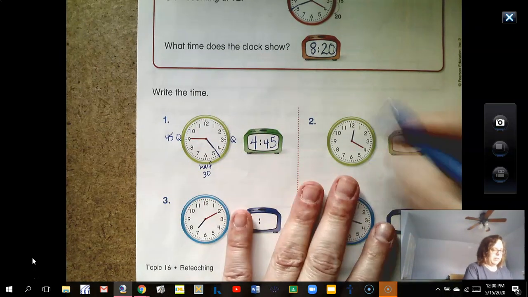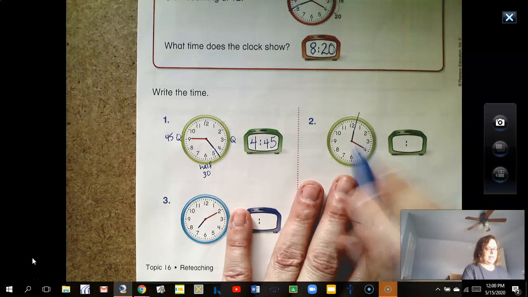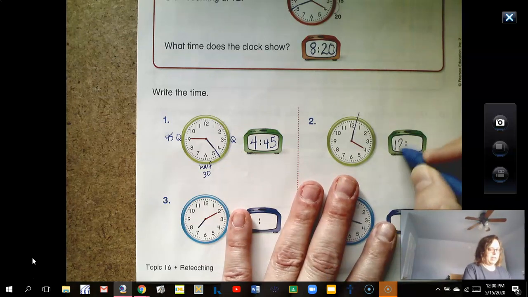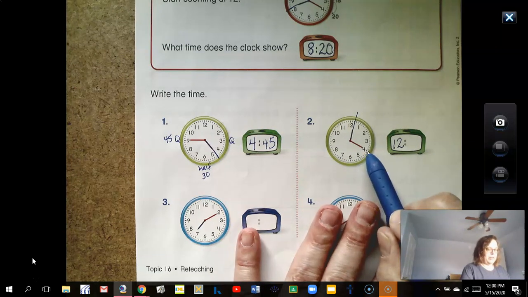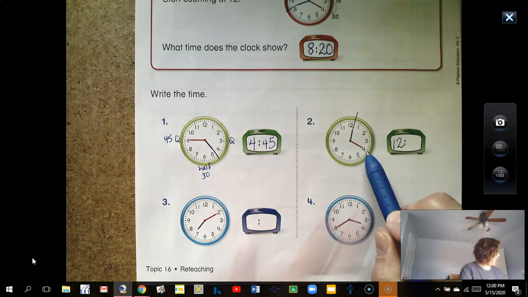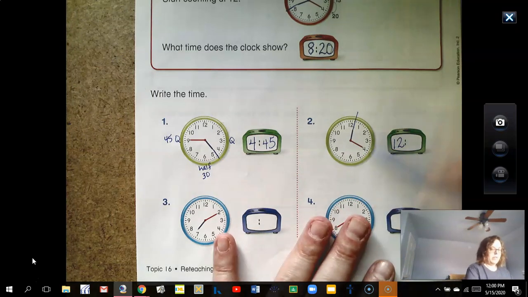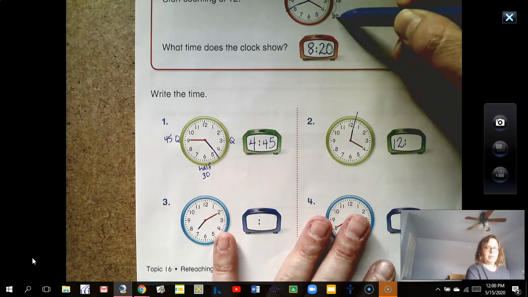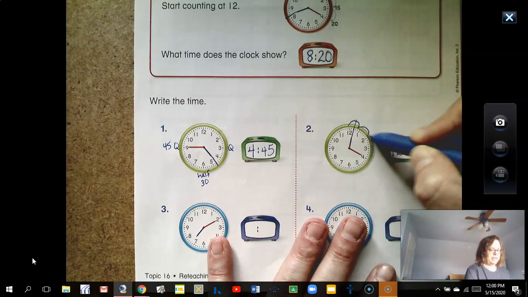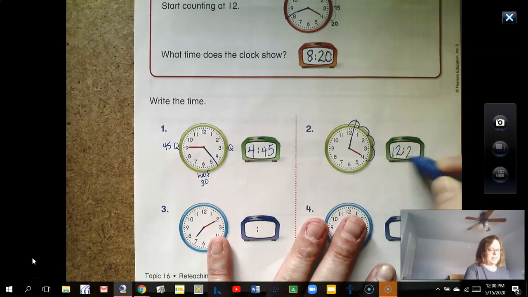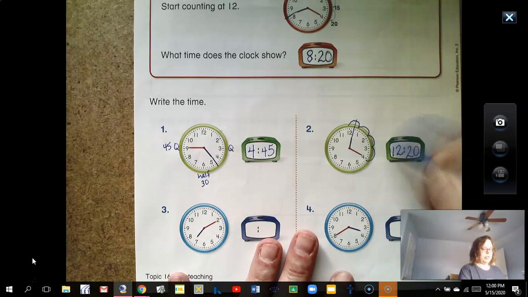So number 2, let's look at that hour hand. It's between the 12 and the 1. It has not reached the 1, so it is 12. And when we look at the minutes for 4, up here, what was it when we were at 4? Yep, 5, 10, 15, 20. 12:20, or 20 minutes after 12.